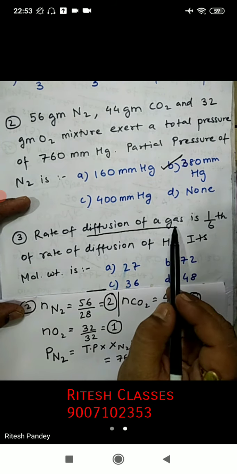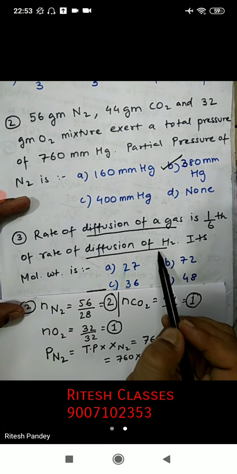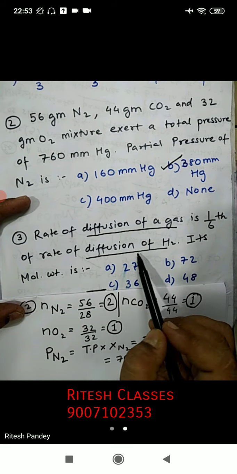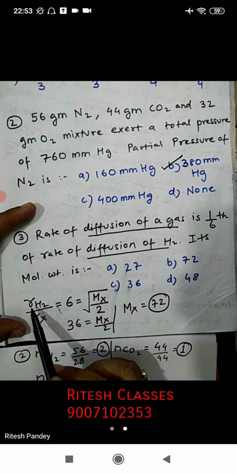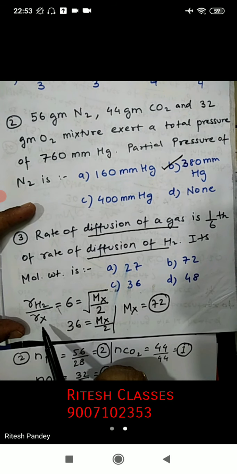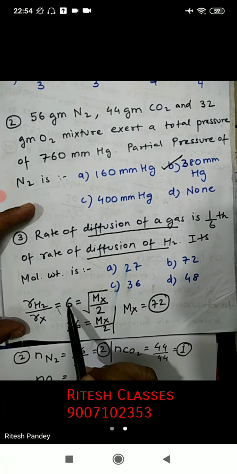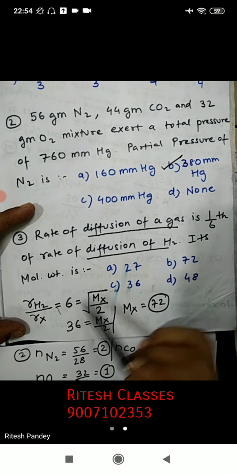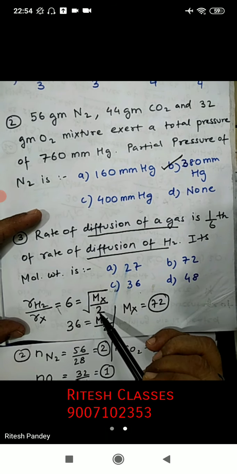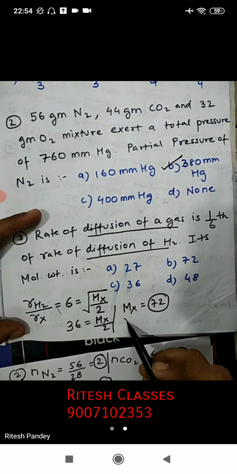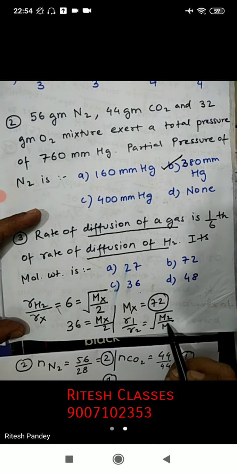If the rate of diffusion of this gas is 1/6 of that of hydrogen, you can say hydrogen diffuses 6 times faster. This means the rate of diffusion of hydrogen upon this gas X, unknown gas X, is 6. Its rate is 1/6, meaning hydrogen's rate is 6 times. And R1 by R2 is root over of M2 by M1. You know the formula is R1 by R2 is equal to root over of M2 by M1. It's the basic result of Graham's law of diffusion.